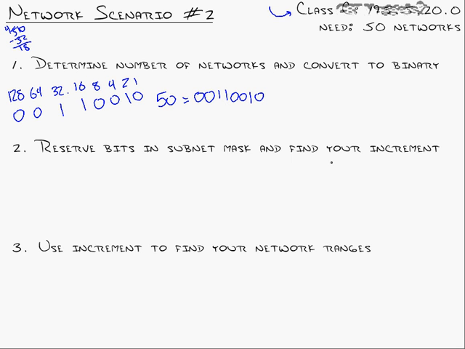Now, let me ask a question. How many bits does it take to get the number 50? Well, looking at this number, I can just underline where the first one started and say that takes 1, 2, 3, 4, 5, 6 bits. Good. Because we're going to need that number when we do step 2.